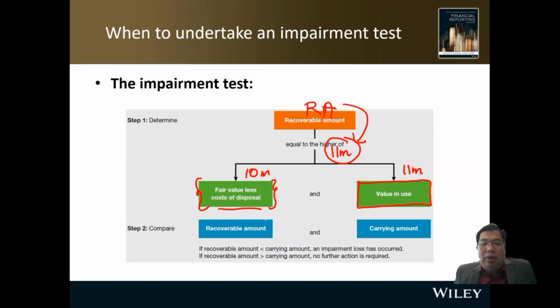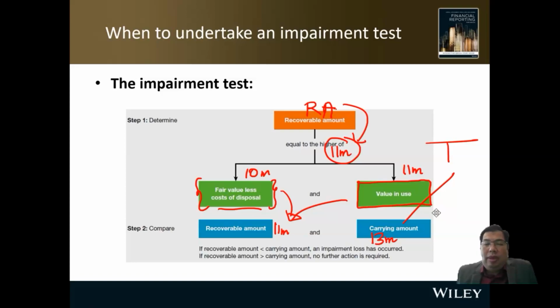Okay. And number two, that is step number two. You know your recoverable amount is 11 million. Yeah, you choose the higher. And then you're going to compare with the carrying amount. This comes from your book, from your accounts, from your ledger. What is the carrying amount of this asset? For example, the carrying amount of this asset is 13 million.